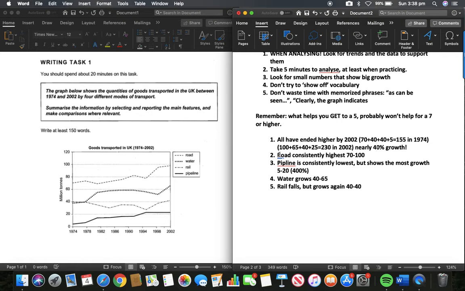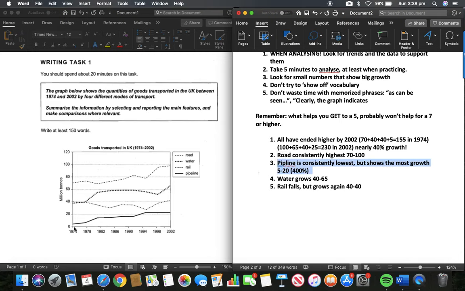The easy one that people will probably get is that the road is consistently the highest. Also, recently I had some students do this one, and a lot of them used fluctuate. I don't like using the word fluctuate. This is consistent growth. I mean, it dropped a little bit here, but maybe consistent isn't the best word, but overall, between the 18 years here, it increased. So I would say it just grows consistently, or it's consistently the highest at least. And it starts at 70, goes to 100.